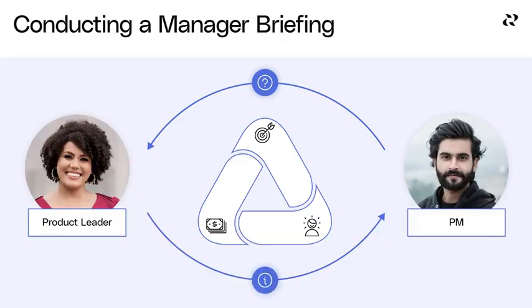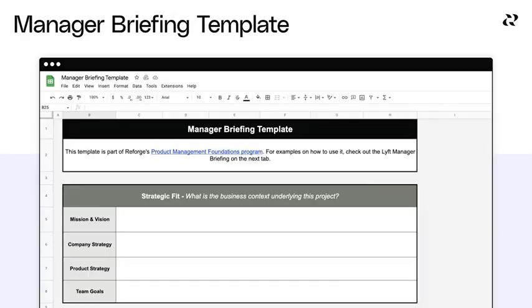We'll use the three components of a feature opportunity: strategic fit, user value, and business value to guide the discussion. To help you conduct this conversation and gather the necessary information to validate the opportunity, we've created a manager briefing template. It can be valuable to send the blank template to your manager in advance of your briefing and tell them that you'd like to walk through these questions together in the live discussion.